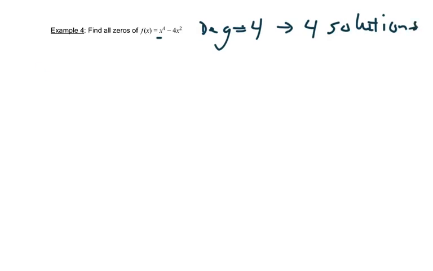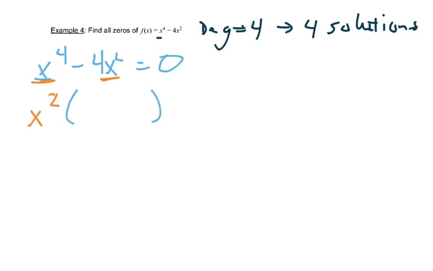So we set it equal to 0 first. x to the 4th minus 4x squared equals 0. There's a greatest common factor here of x squared. So I take out the x squared. x squared times x squared is what would give me x to the 4th. And x squared times negative 4 is what would give me this minus 4x squared.